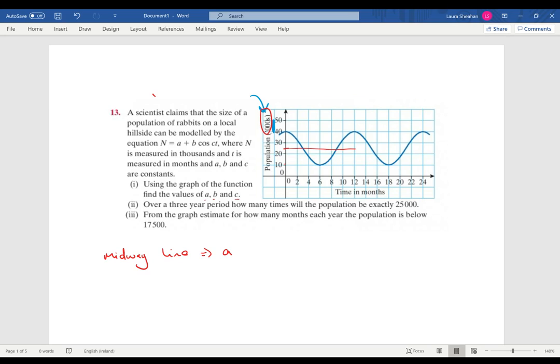So I'm looking at a midway line of 25. Remember, it's in thousands, so it's 25,000. Be very, very careful with that, with the y-axis in thousands. The next thing then is I need b, which represents the amplitude.